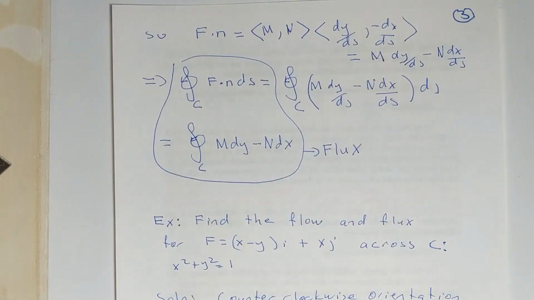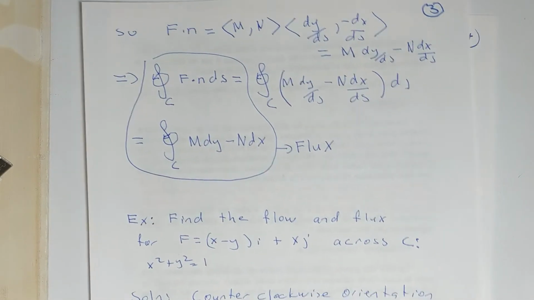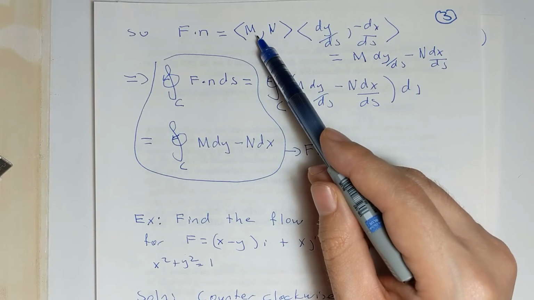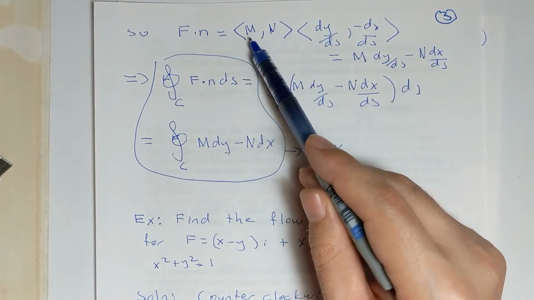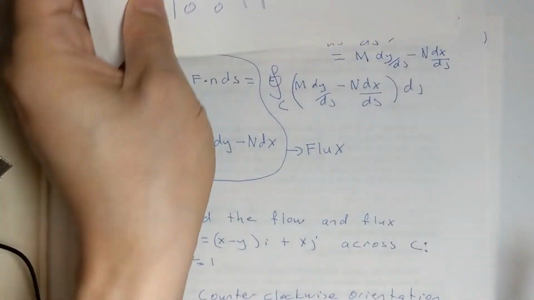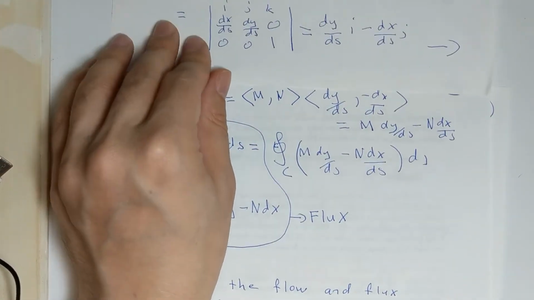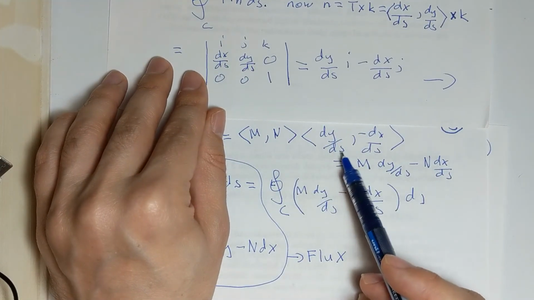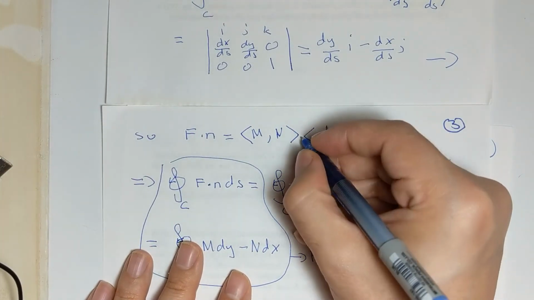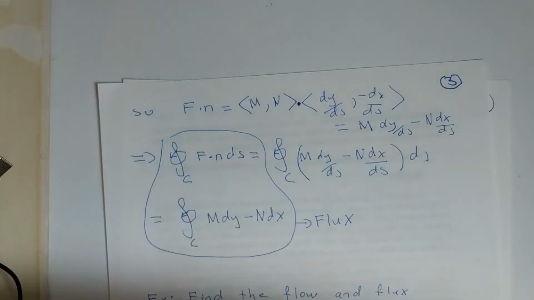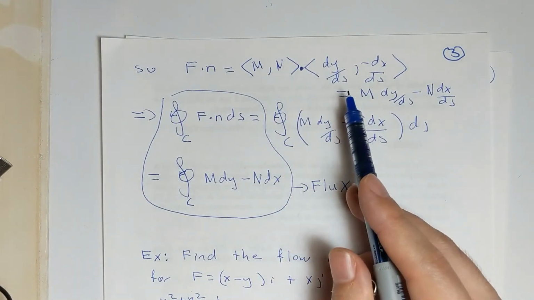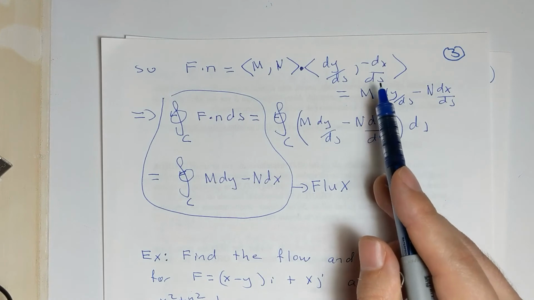Okay, so I rewrote everything here so that we have it in front of our eyes. We want to calculate F dot n. What was F? F was M i plus N j. So F dot n would be M, N as the vector. And we already found what n was, right? n was equal to dy/ds i minus dx/ds j. So I'm taking that dot product now, and what we end up with is M times dy/ds, N times minus dx/ds.